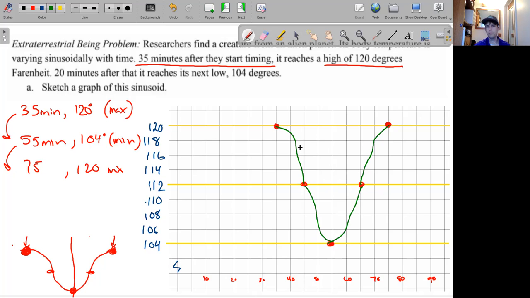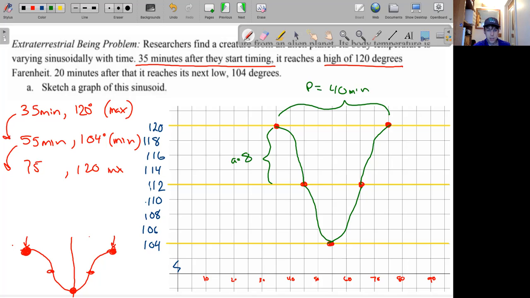There we go. So now we just need to figure out our different things going on. Right here is our amplitude. Our amplitude is the difference between 120 and 112, so that's going to be 8. Our period is the distance from here to here, so this is actually 40 minutes in this case. It's 20 minutes and 20 minutes, so 40 minutes total for our period.